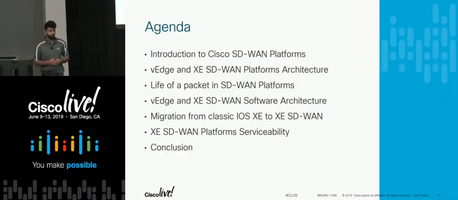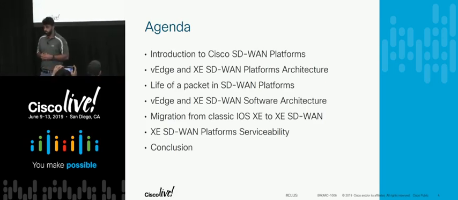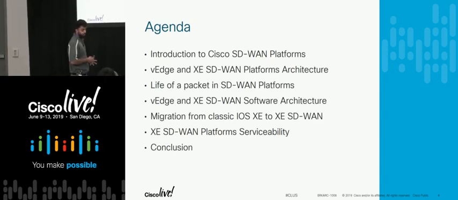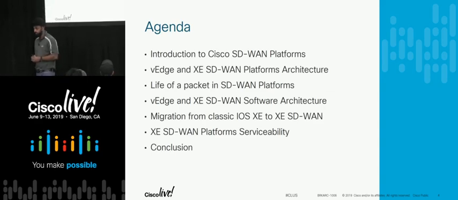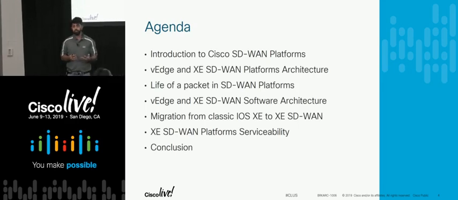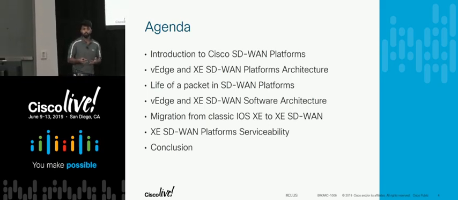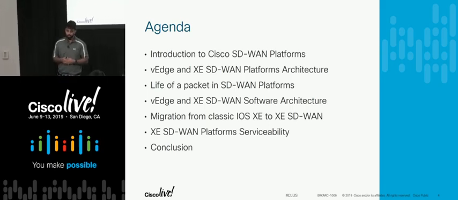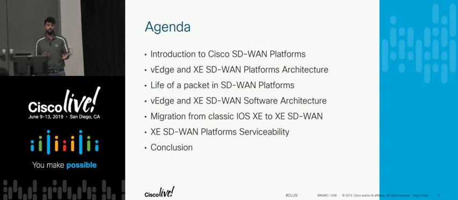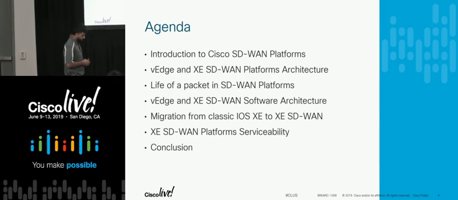So the agenda for today's session is introduction to the SD-WAN platforms. What are the platforms available for the SD-WAN solution at the moment with the vEdge and the XE SD-WAN, and the vEdge and the XE SD-WAN platform architecture, life of a packet on those platforms, and the software architecture of vEdge and the XE SD-WAN. So here when I keep saying XE SD-WAN, that is nothing but the SD-WAN software integrated into IOS XE for Cisco routers. So the term we use here is the XE SD-WAN. And then the migration from classic IOS XE to the XE SD-WAN. So if you already have a Cisco router, how do we get to the SD-WAN solution with just an upgrade? And the platform serviceabilities.